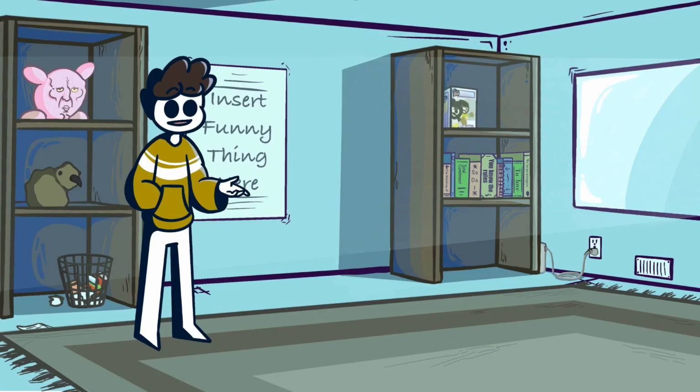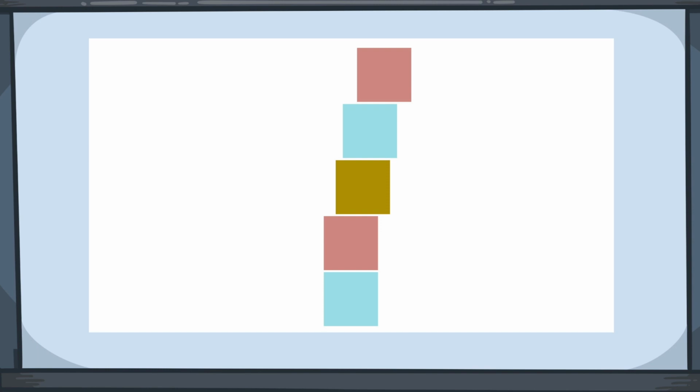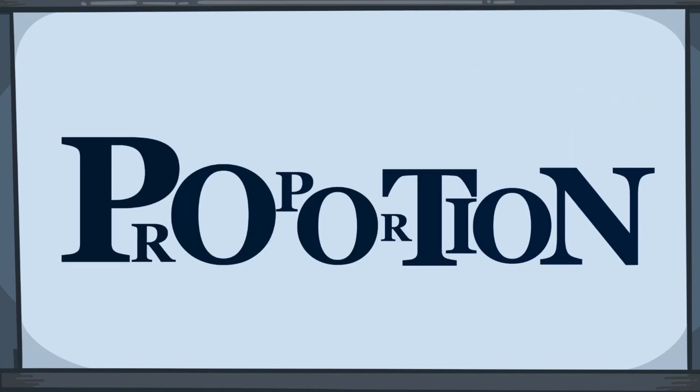Balance is important to keep your design feeling stable and solid. However, if you wanted to make people feel like the piece is off, you can screw with the balance by offsetting some things. But what can also affect balance is our next principle, proportion.